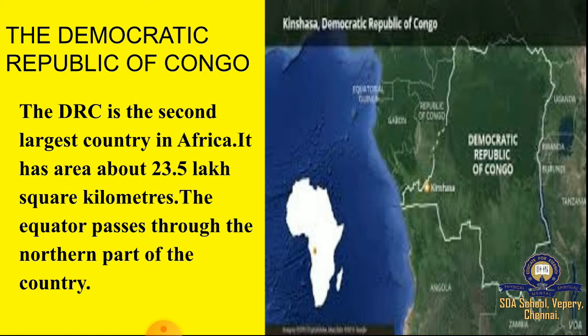The equator passes through the northern part of the country. That is, the equator will pass only through the northern part of the country. This is about Democratic Republic of Congo.